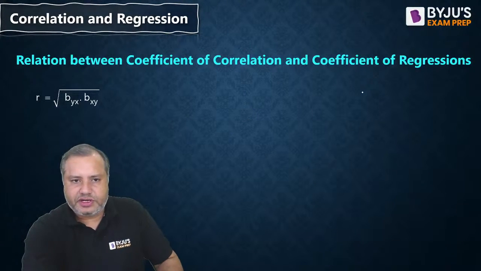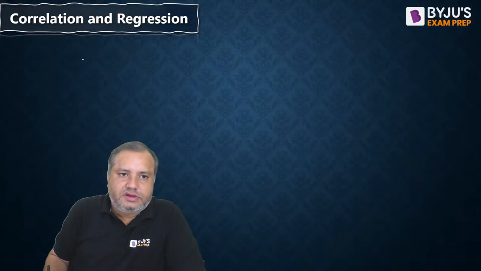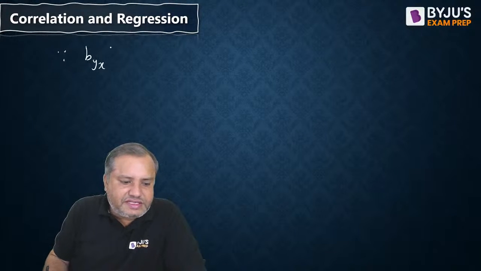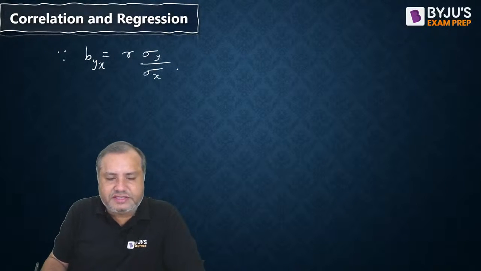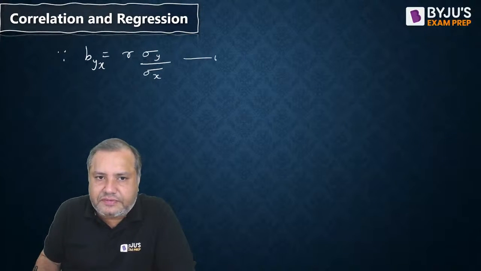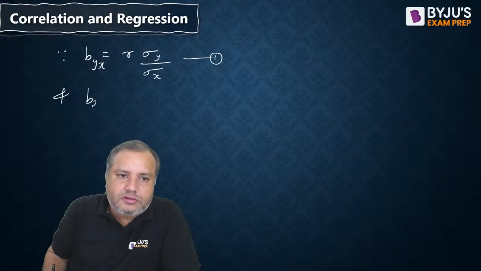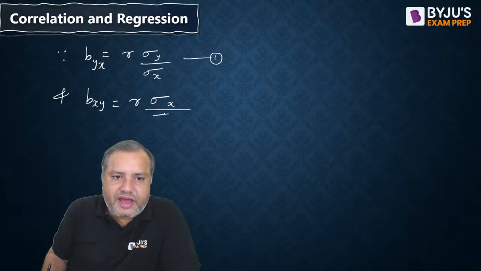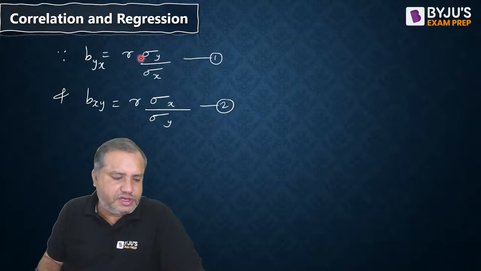Now this is very important. See, since byx is R sigma y upon sigma x, this is the regression coefficient of y on x line. Then what? Bxy is R sigma x upon sigma y. We have got these two equations.